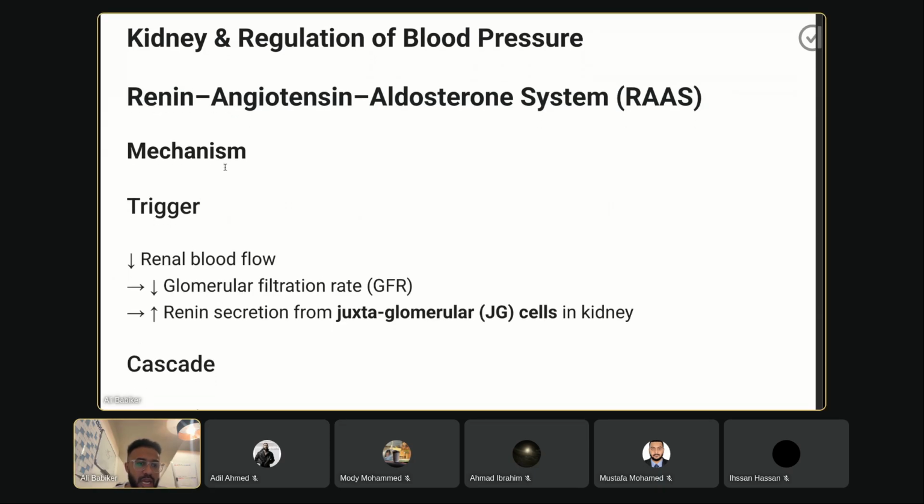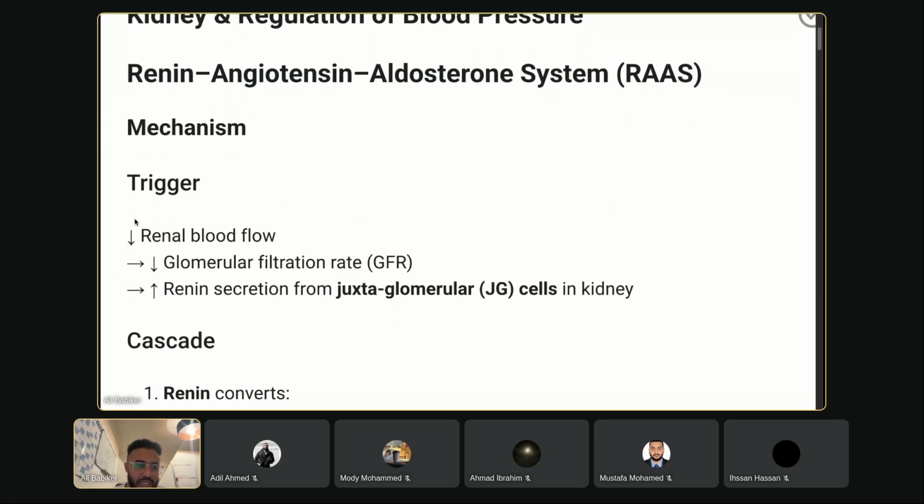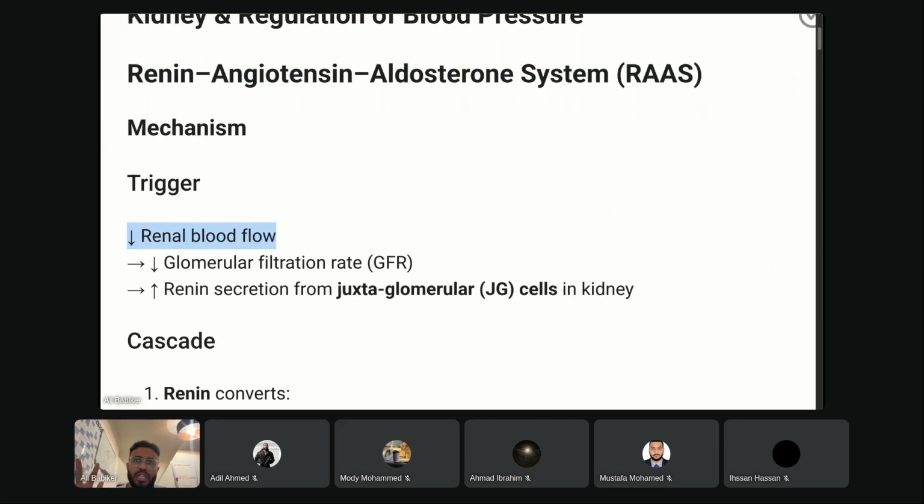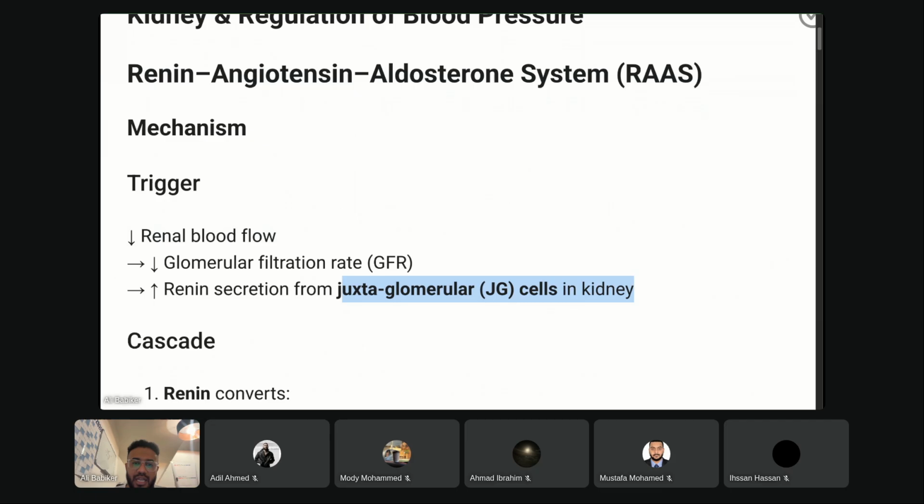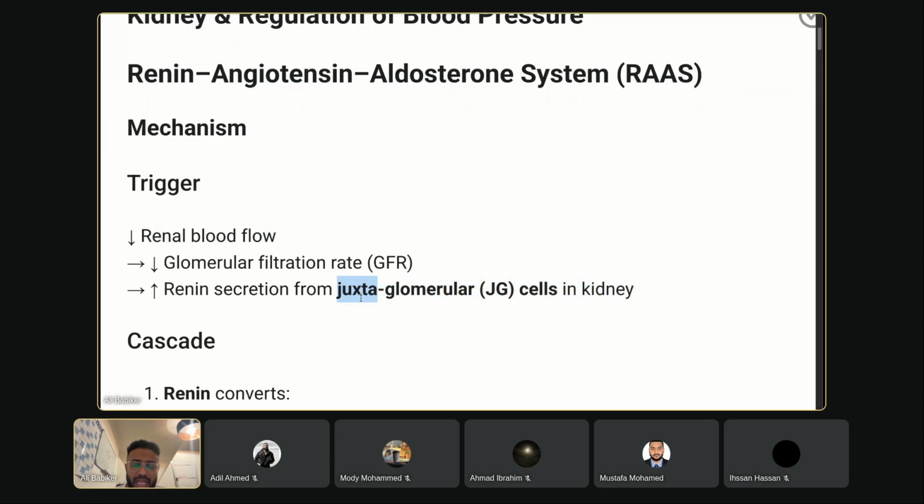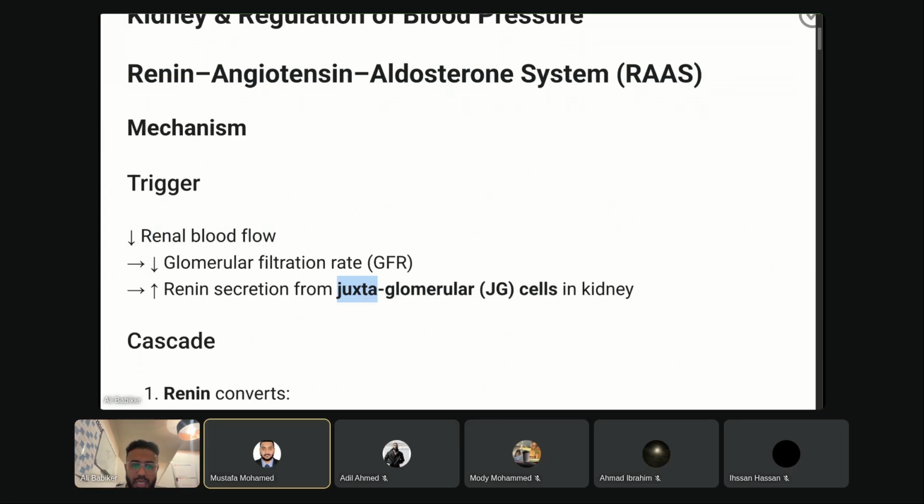The mechanism: the renal blood flow. If you have a trigger, which is decreasing renal blood flow for whatever reason, dehydration, hemorrhage, it doesn't matter what the reason is, you will have reduced glomerular filtration rate, and this will lead to increase in the renin secretion from the juxtaglomerular cell in the kidney. I will show you where the juxtaglomerular cells are in the kidney in a second. The word juxta means close to.